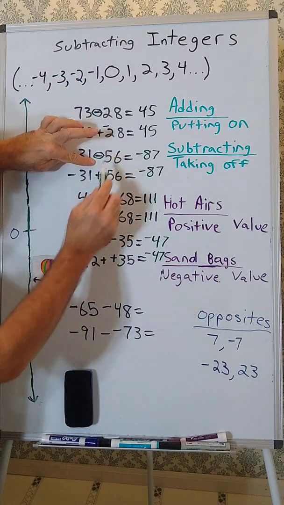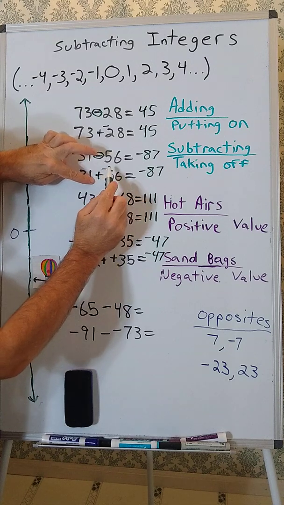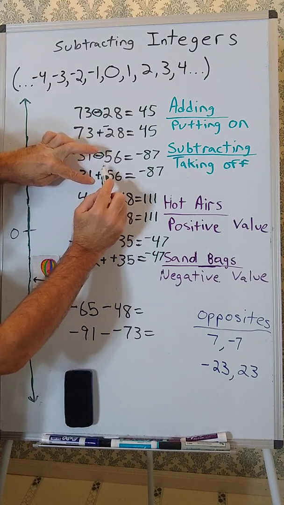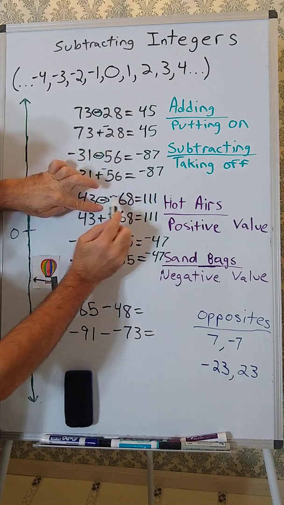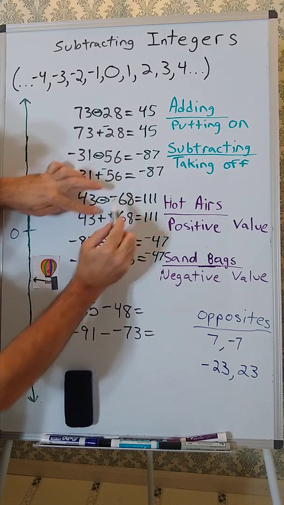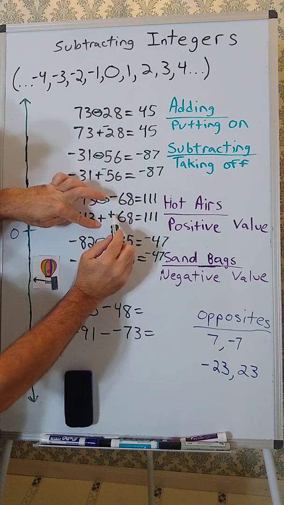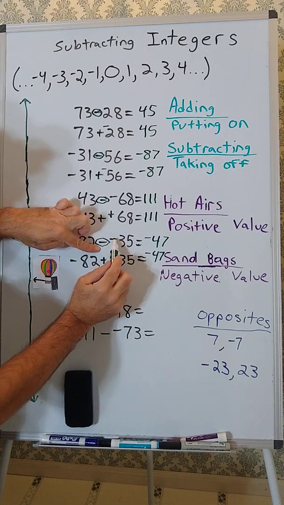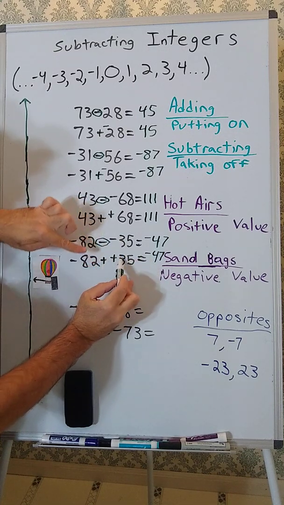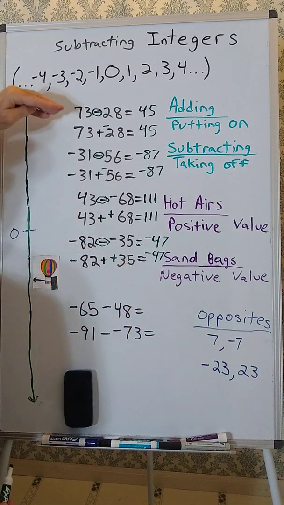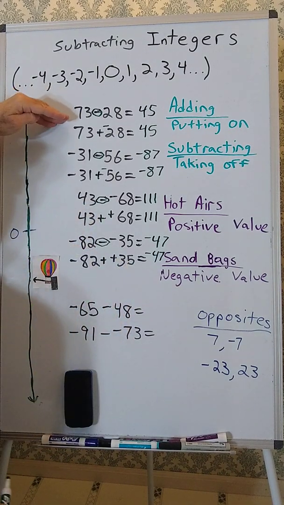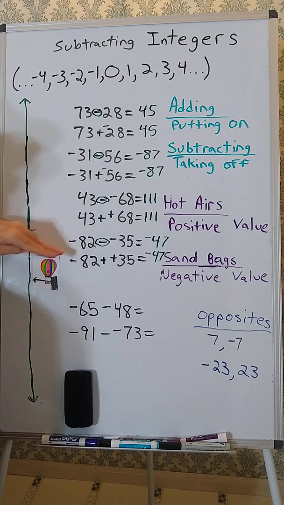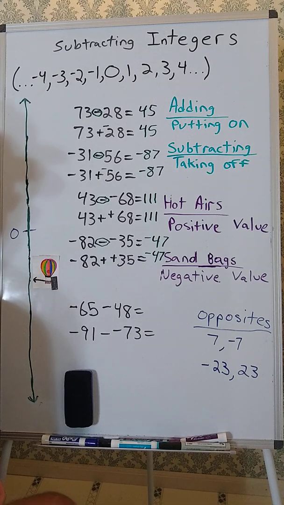Subtracting 56 is the same as adding the opposite of 56, negative 56. Subtracting negative 68 is the same as adding positive 68. Subtracting negative 35 is the same as adding positive 35. So what we see here is we can change any subtraction problem into an equivalent addition problem and then just use what we know about adding integers.